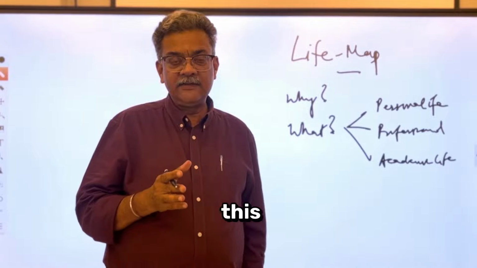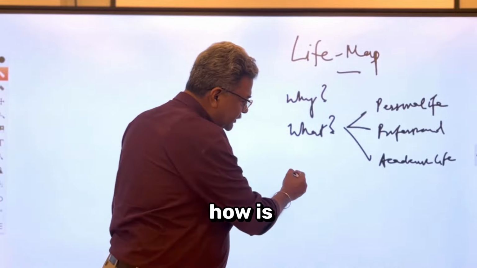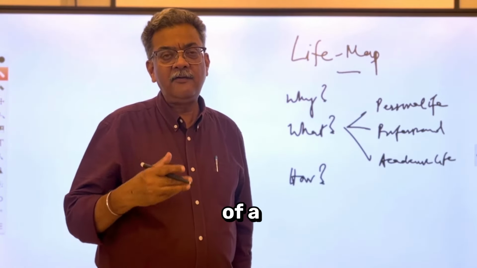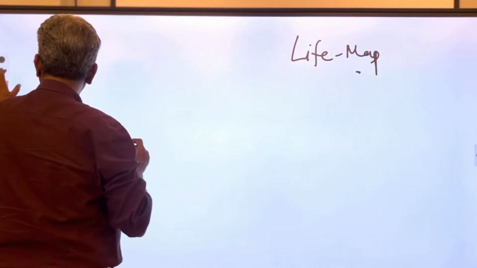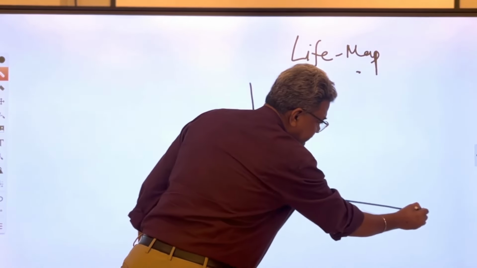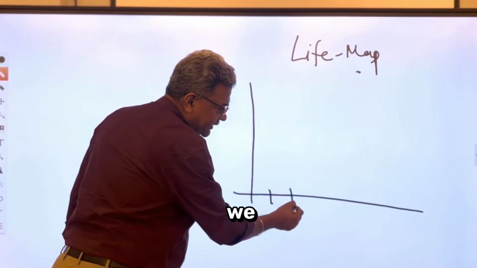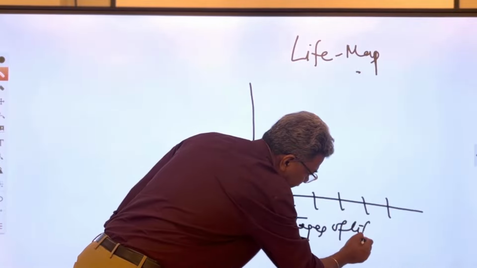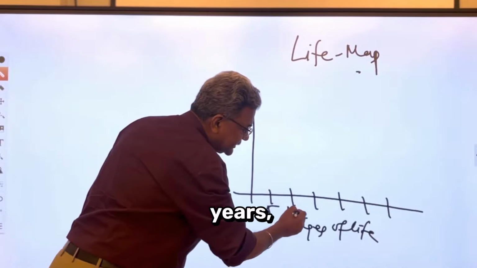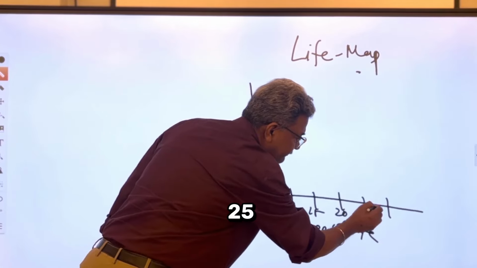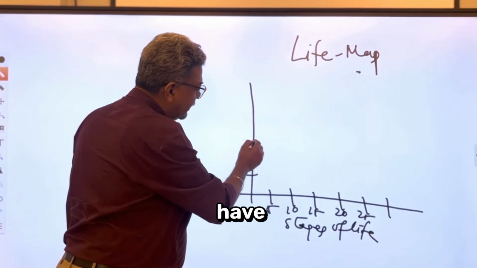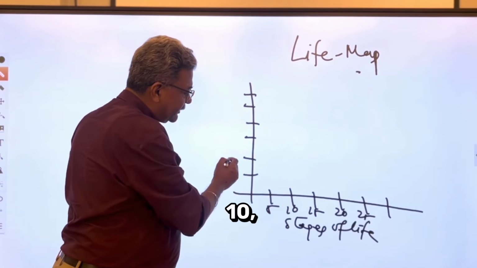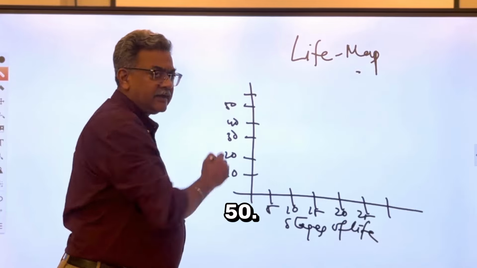Now we'll talk about the third aspect of this exercise, that is how you are going to make it. This how is most important. For this, I will take a small example and draw a life map of a fictitious person. We'll first create an X and a Y axis. On the X axis, we have the different stages of life: say 5 years, 10 years, 15 years, 20 years, 25 years. And on the Y axis, we have the impact each incident would have had on our life. So you can have an impact of 10, 20, 30, 40, 50. This is a hypothetical example.